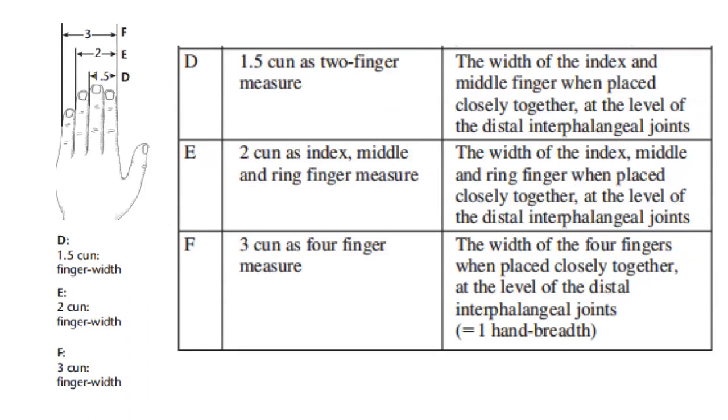1.5 tune as two-finger measure. This is the width of the index finger and the middle finger when placed closely together at the level of the distal interphalangeal joints. Two tune as index, middle, and ring finger measure. This is the width of the index, middle, and ring finger when placed closely together at the level of the distal interphalangeal joints. Three tune as four-finger measure. This is the width of the four fingers when placed closely together at the level of the distal interphalangeal joints. This is also equivalent to the one-hand breadth.